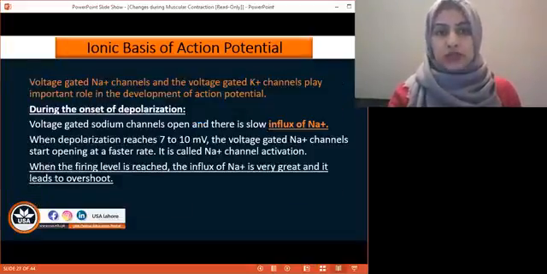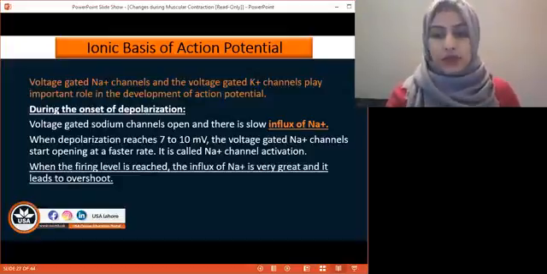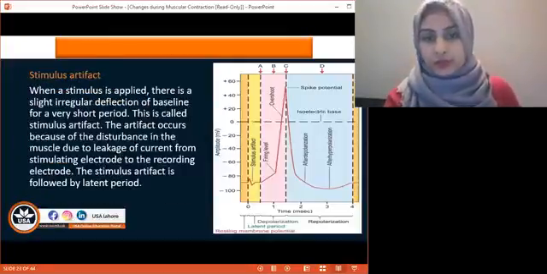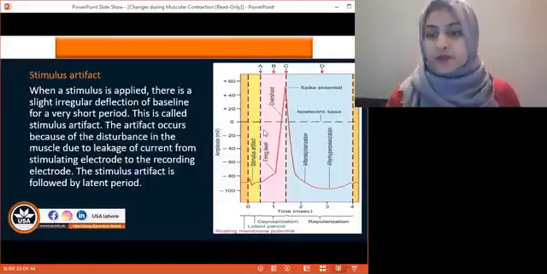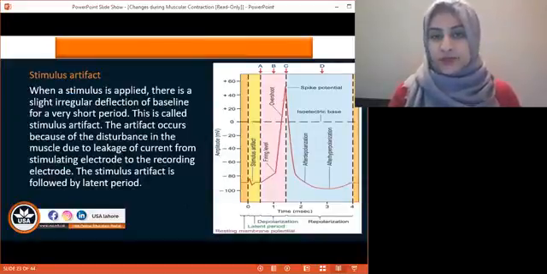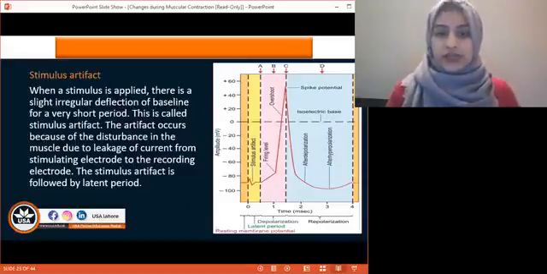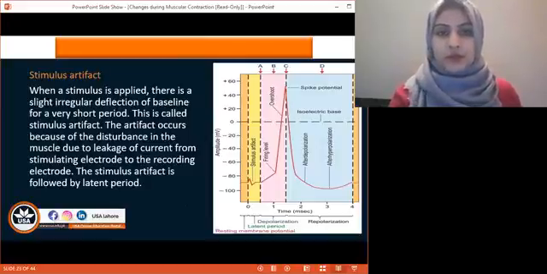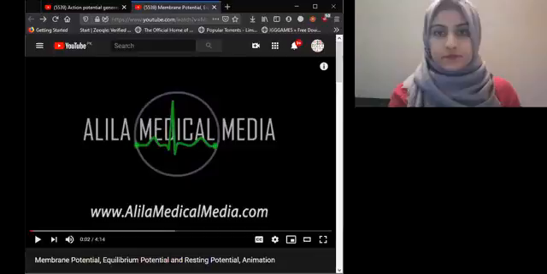So, in short, which type of ions are involved and at what time? It's just simple. Sodium ions are responsible for depolarization, and potassium ions are responsible for repolarization. And it's always like that. Influx of sodium ions is responsible for depolarization, and efflux of potassium ions is responsible for repolarization. So now I will show you a video showing the action potential of the skeletal muscle.